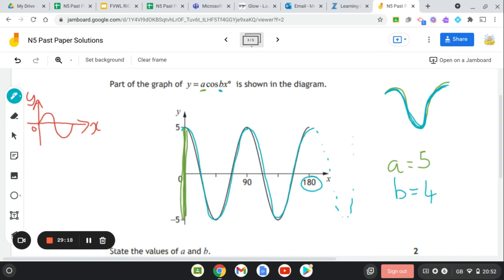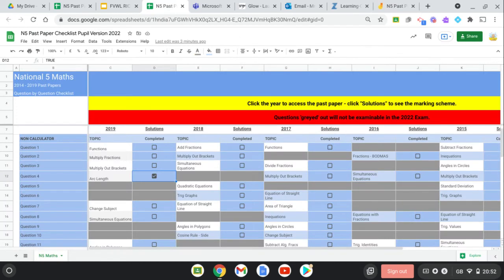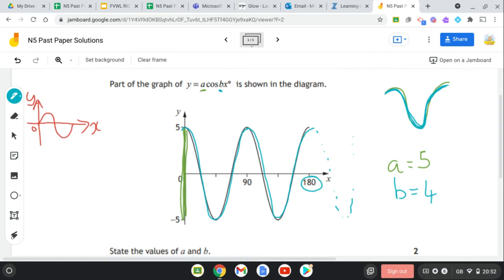Okay, so again, you would just go back to your Excel sheet. I was on the 2018 paper 1, trig graphs. There we go. I'm just going to put in a wee tick there. I've completed it. I feel good about it.